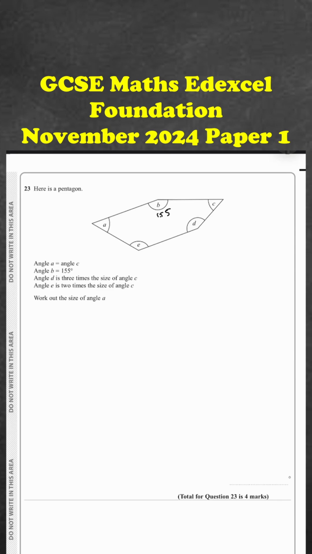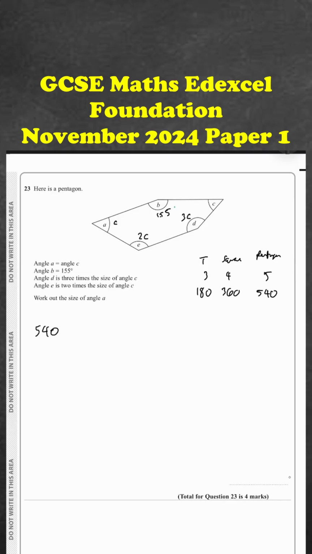Okay, so let's write everything in terms of C then. So that's C. D is 3 times C. E is 2 times C. So we need to find the size of the interior angles in the pentagon. For a triangle, which has 3 sides, we know the total is 180 degrees. For a square, which has 4 sides, the total is 360 degrees. For a pentagon, 5 sides, add another 180, 540 degrees. So all the angles need to add up to that.